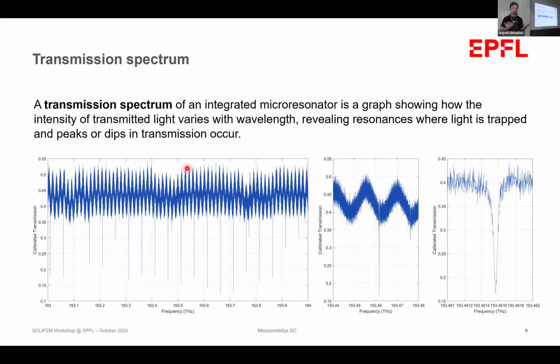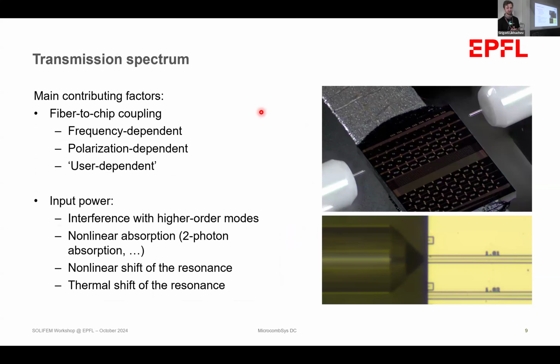Obviously, the transmission spectrum is just a graph showing how the light intensity varies with the wavelength or frequency. Usually on the transmission spectrum, you can see resonances and different other features. There are different contributing factors, of course. First is just fiber-to-chip coupling, or maybe free space beam-to-chip coupling. It depends on how you measure this.